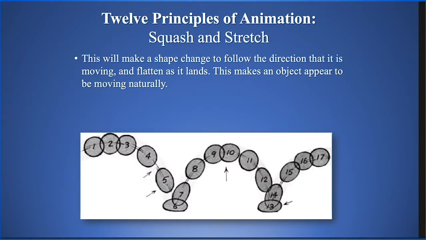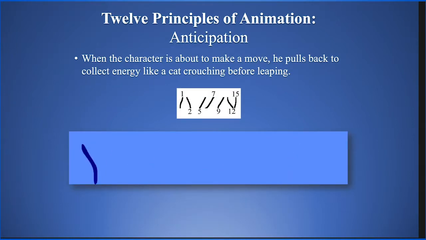So first, here's squash and stretch. This will make a shape change to follow the direction that it is moving and flatten as it lands. This makes an object appear to be moving in a natural way. Anticipation, when the character is about to make a move, he pulls back to collect energy like a cat crouching before leaping.